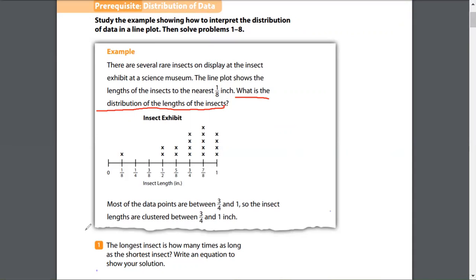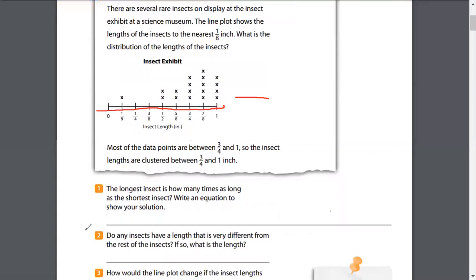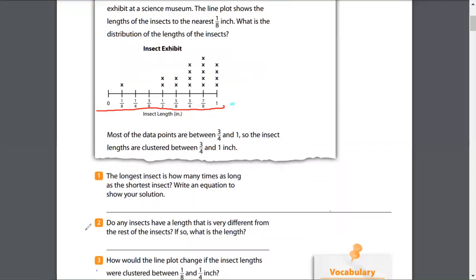So when we go down to question number 1, it says the longest insect is how many times as long as the shortest insect. Write the equation to show your solution. So if we go back to looking at the graph, we see that 1/8 is the shortest insect, and then 1 is the longest insect, 1 inch. And the cluster, the data falls between 3/4 and 1.